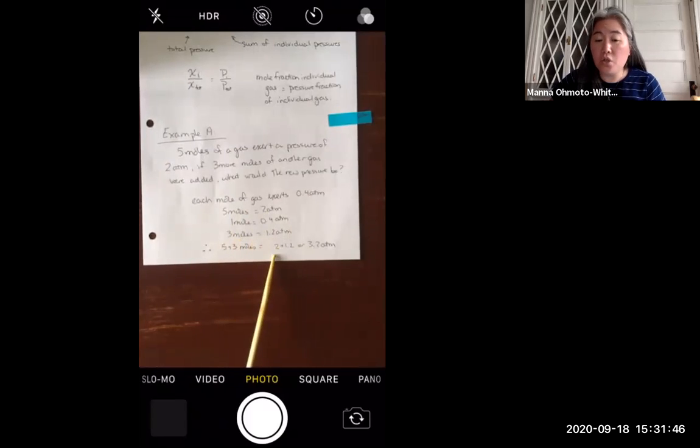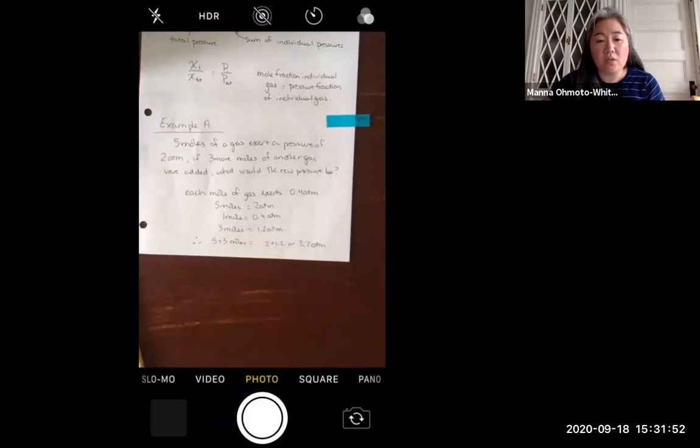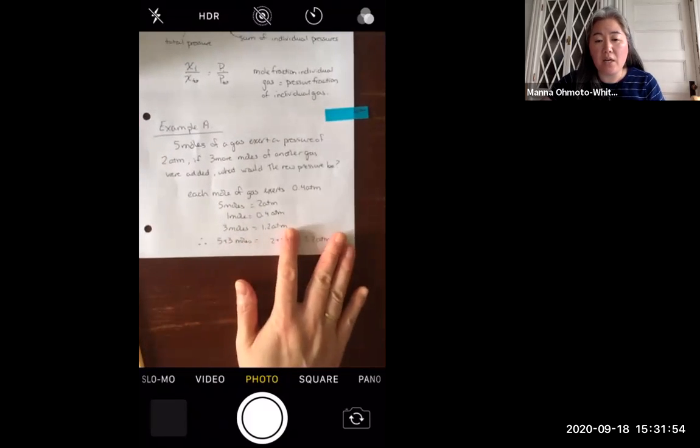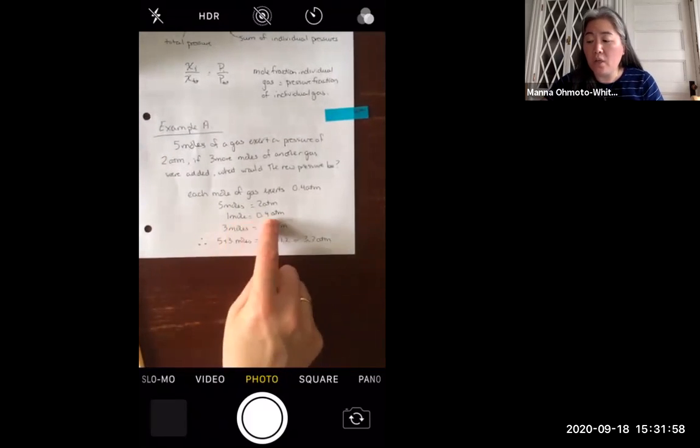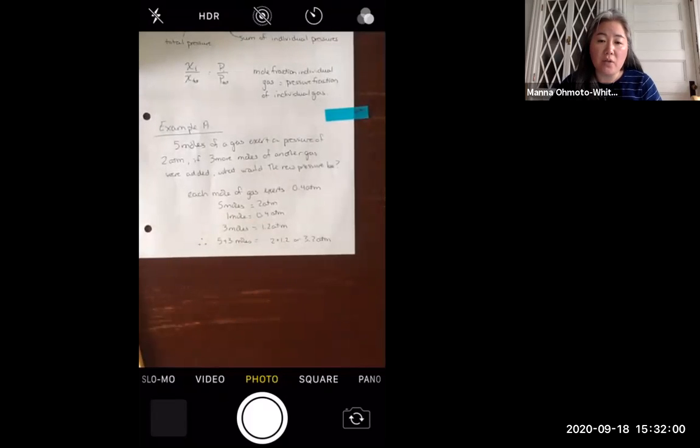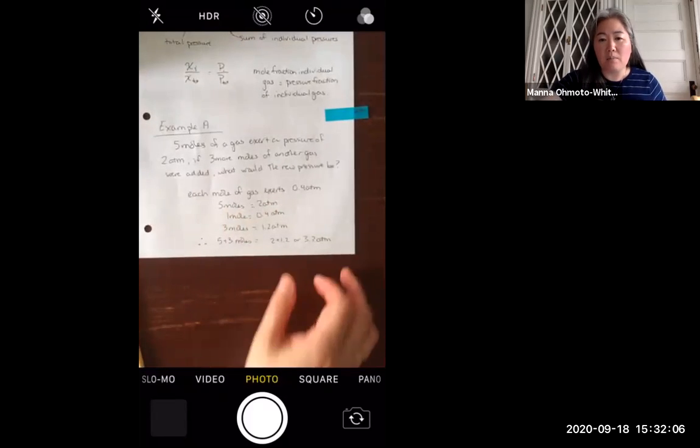So to the original 2 atmospheres, I add 1.2 atmospheres, and I'm going to end up with 3.2 atmospheres as my total pressure, right? Because I now have 8 moles of gas. Each mole exerts a pressure of 0.4 atmospheres, so I have a total of 3.2 atmospheres. Notice I haven't even told you what the gases are, because it doesn't matter.